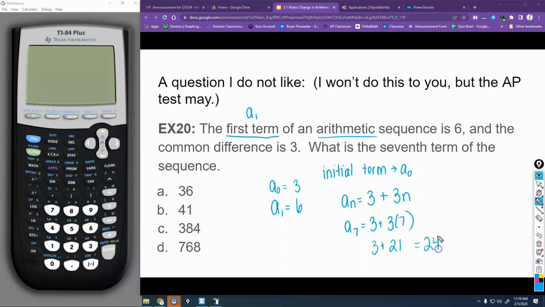Oh, gosh. It's a bad question. 24 is the correct answer. I did not put correct answer choices there.